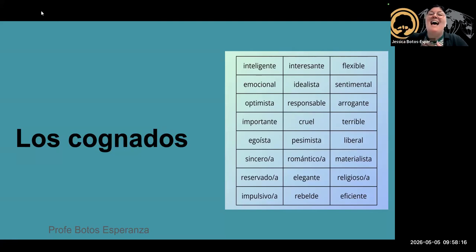Hola, everyone. I am Professor Botos Esperanza, and today we're talking about something that's going to make your life so much easier in Spanish, los cognados, or cognates. And honestly, once you understand this, you're going to realize that you already know way more Spanish than you think.